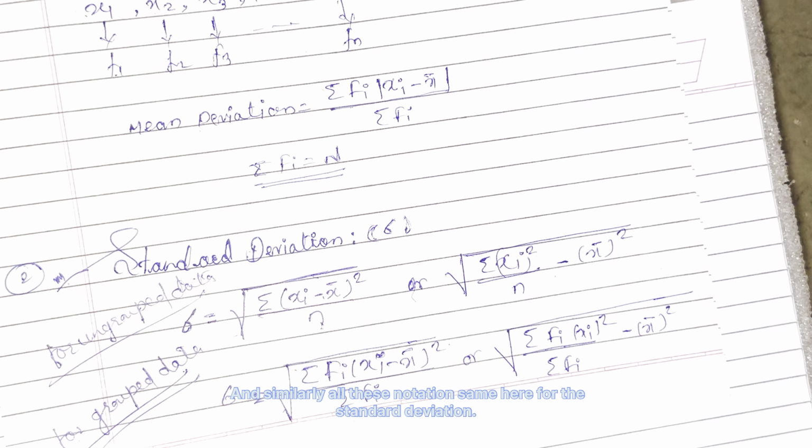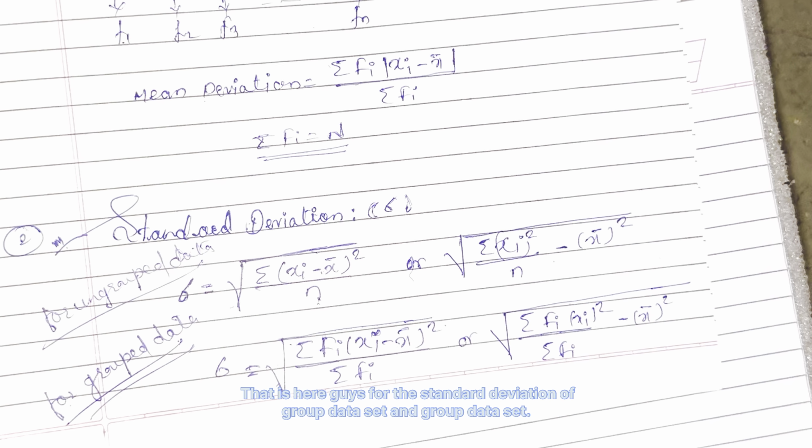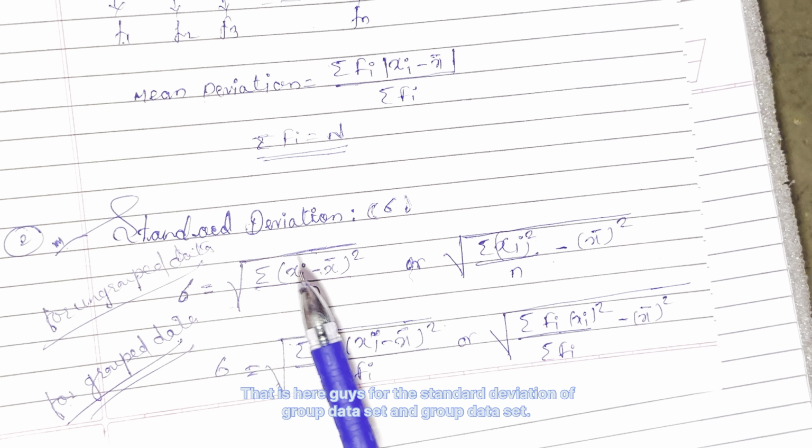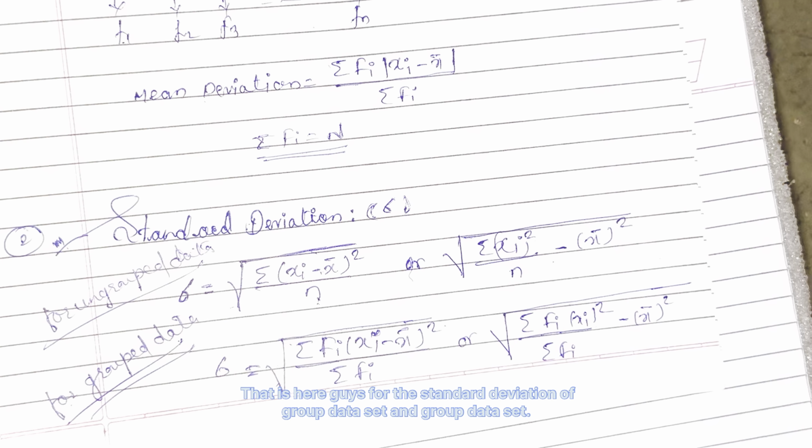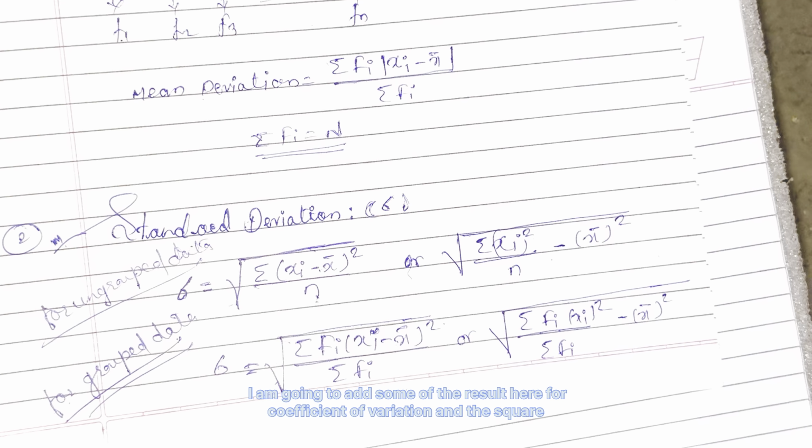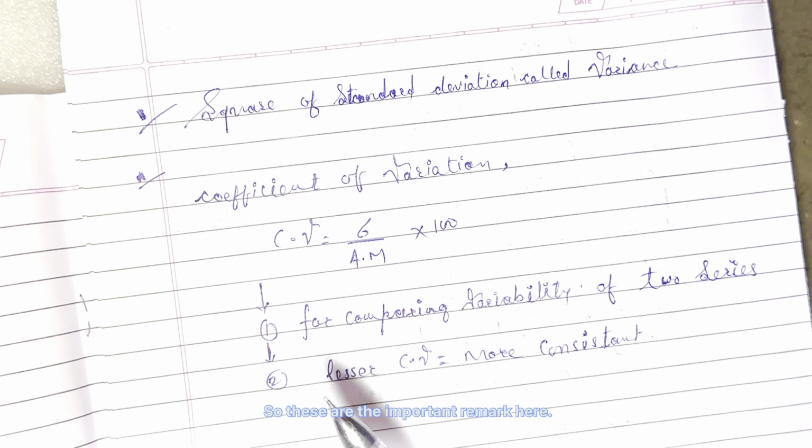That is the standard deviation for the ungrouped data set and the grouped data set. It is not that difficult to find for the grouped and ungrouped data sets. I'm going to add some results here for the coefficient of variation and for the square of the standard deviation, which we call the variance. Let me write two results; these are important remarks.